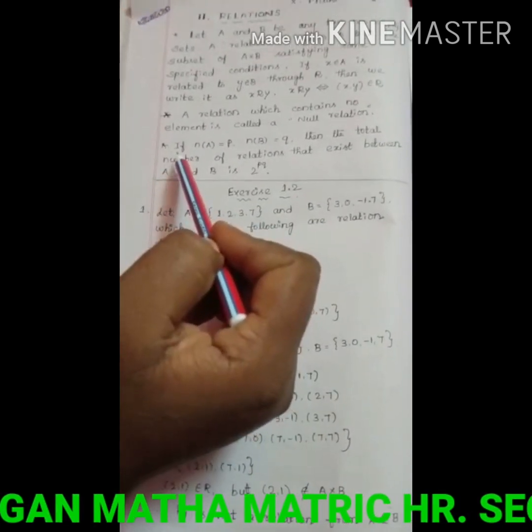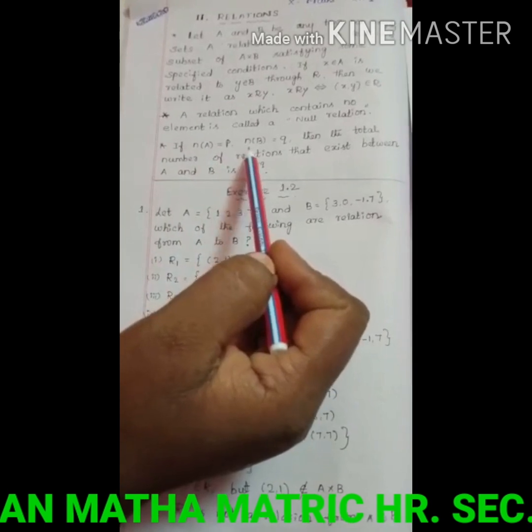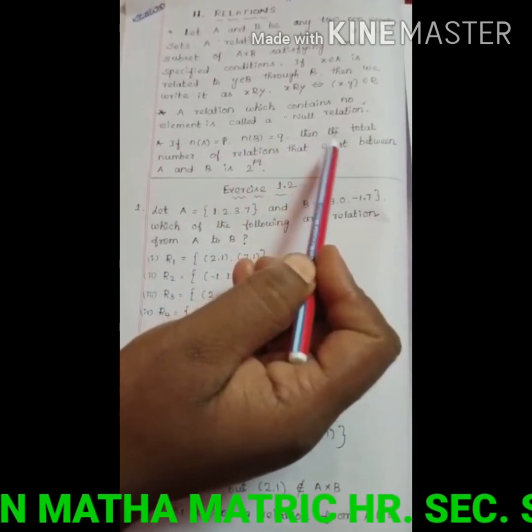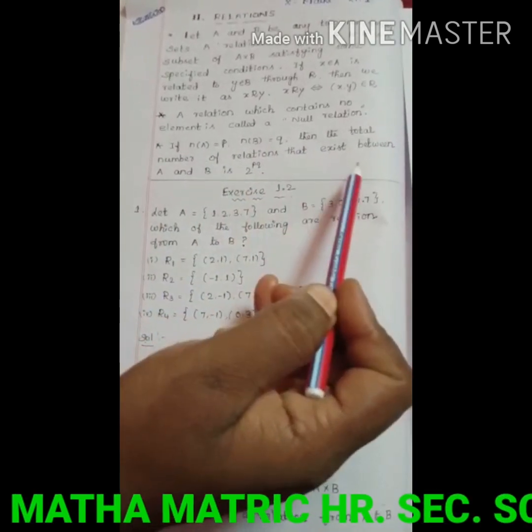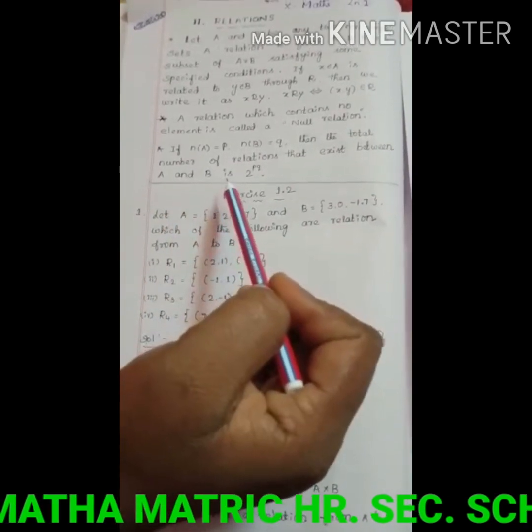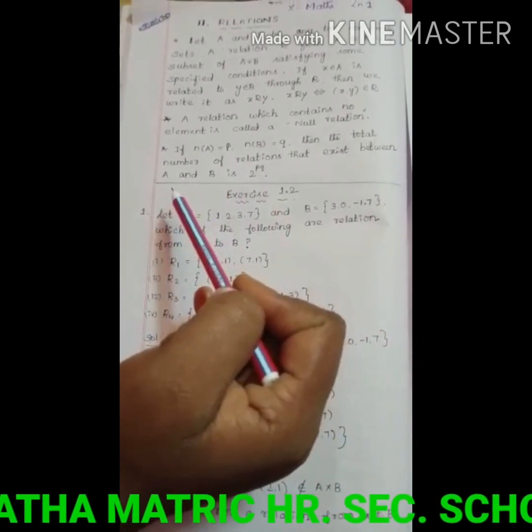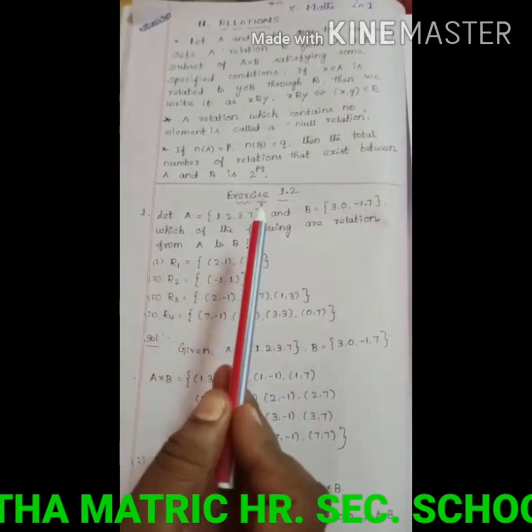The next point: if n(A) is equal to p and n(B) is equal to q, then the total number of relations that exist between A and B is 2 power pq. Now I explain exercise 1.2.